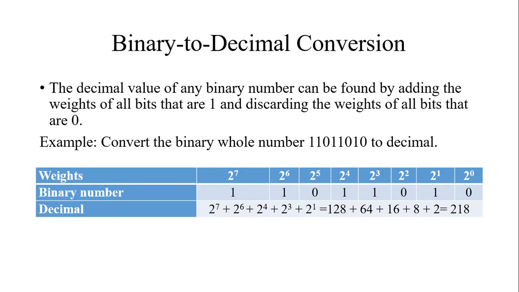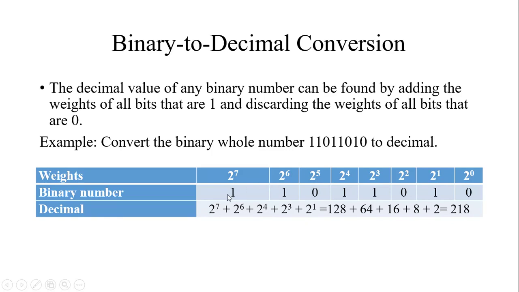Binary to decimal conversion. This is a non-decimal to decimal conversion. Multiply each digit with its weight and add. The sum is the desired decimal number. To convert a binary number to decimal, the decimal value of any binary number can be found by adding the weights of all bits that are 1 and discarding the weight of all bits that are 0. When a bit is 0, there is no need to multiply 0 with its weight, so we only add the weights where there are 1s.